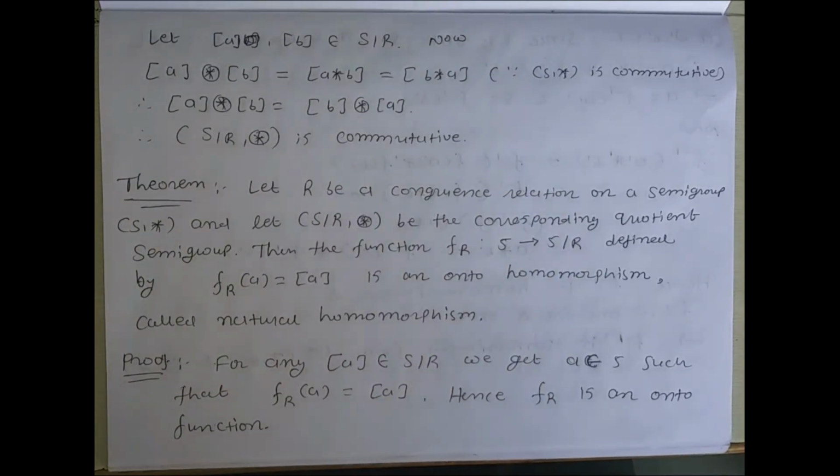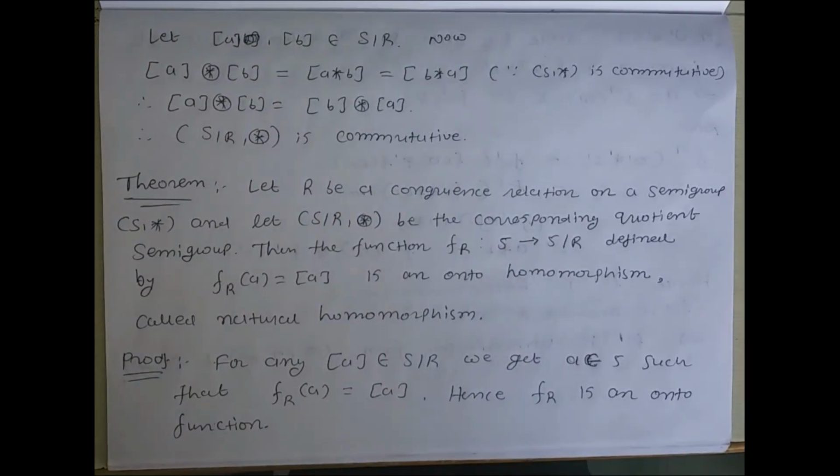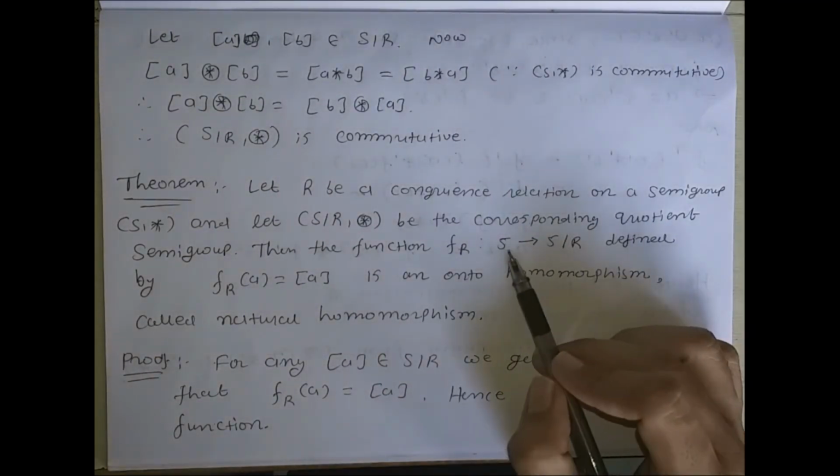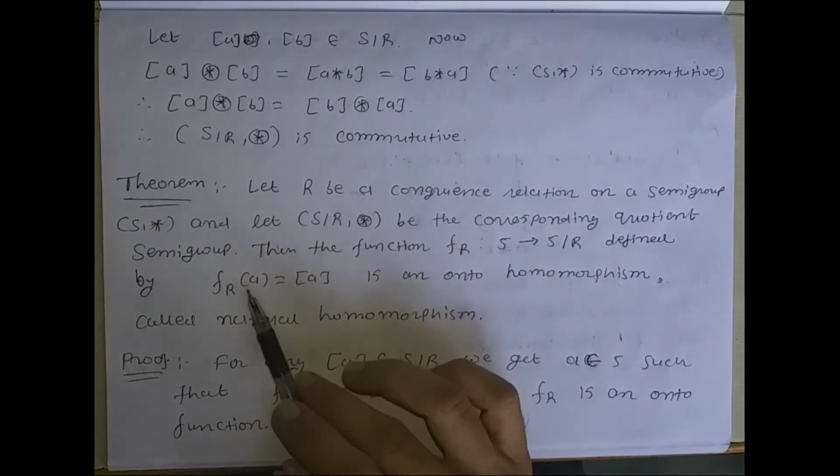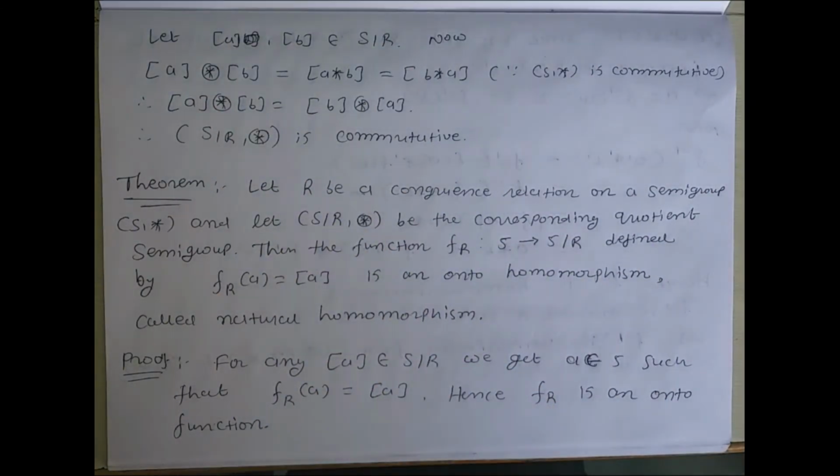So what are we given? We are given one congruence relation on semigroup S star. From this we have constructed the quotient semigroup S quotient R with binary operation ring star, and the function from S to S quotient R defined as FR of A equal to equivalence class of A. And now we want to show that this is a homomorphism and also an onto homomorphism. So first of all, we will see that this function is onto.